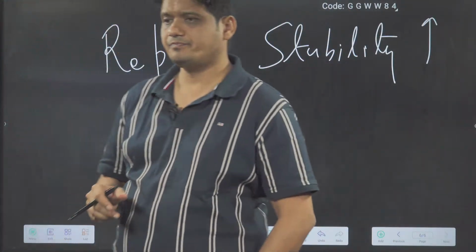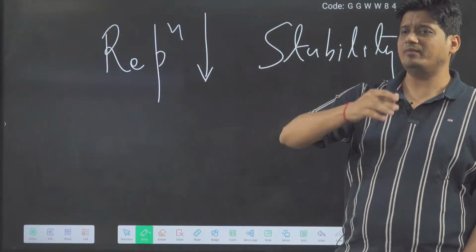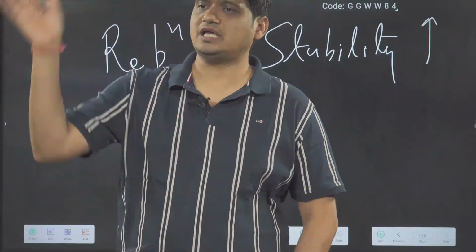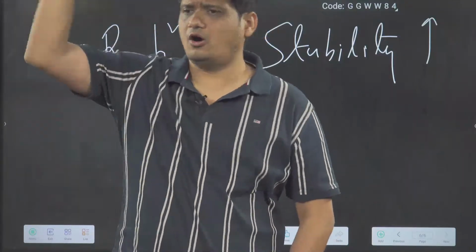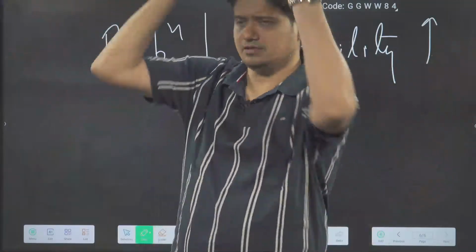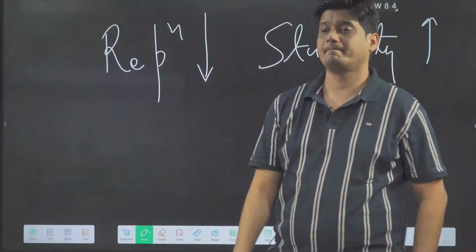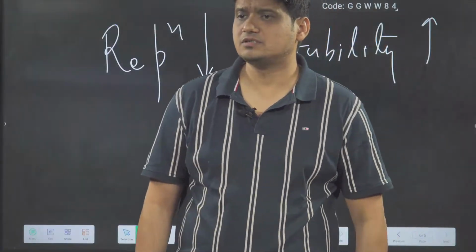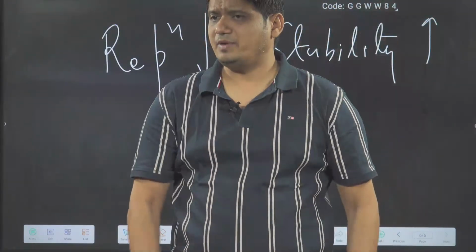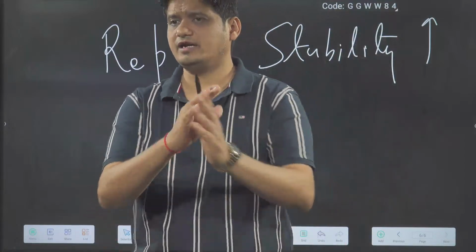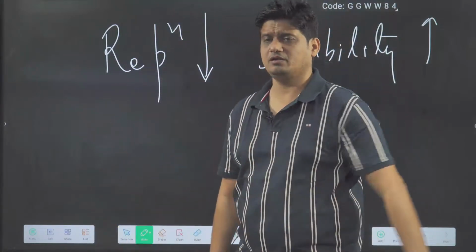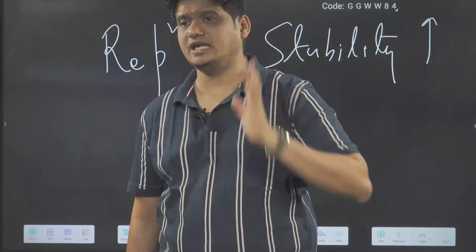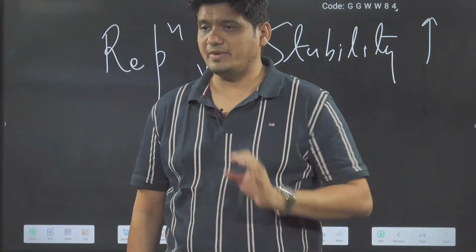In a family, let's say two families are there, family 1, family 2. In family 1, members are fighting a lot. Anytime you go there, they are fighting. Huge repulsion. Another family, they are fighting sometimes, but mostly they are happily living together with love and attraction. Which family is stable? Obviously, the second one is stable here. So if repulsion is more, stability is less. Am I right or not?